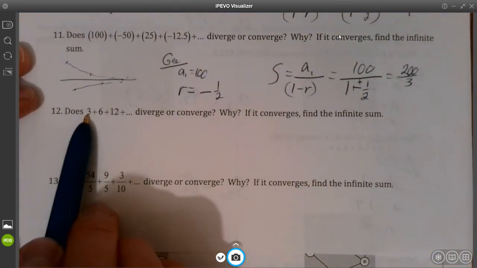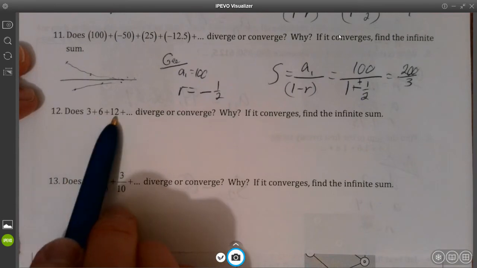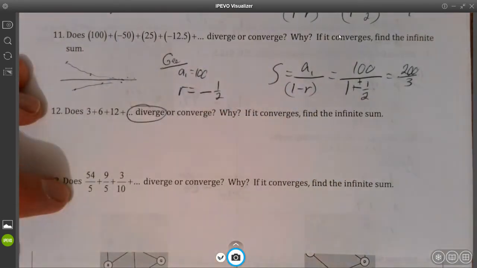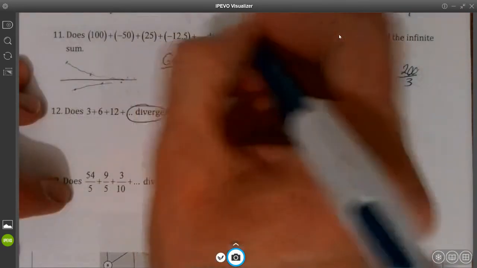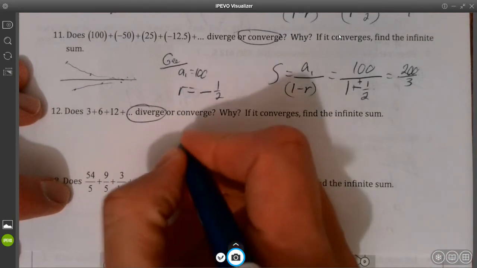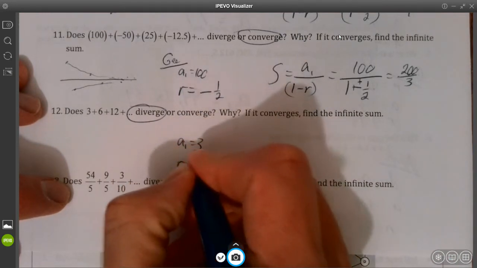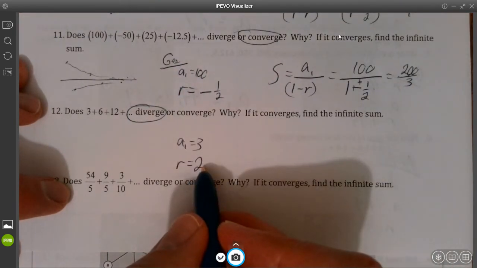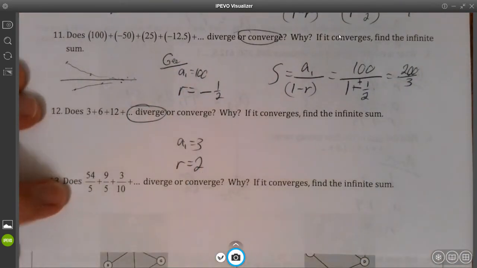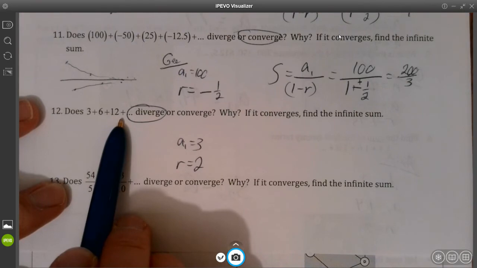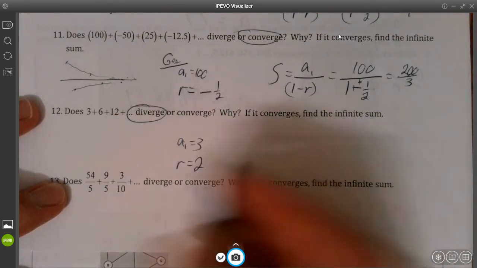Does this series, do these numbers approach 0? No, they do not. By the way, that one converged. But these numbers are getting bigger. And so here's why. You could be like, oh, A1 is 3 and R is 2. We're doubling every time. Because 2 is greater than 1, because we're dealing with a common ratio that is making the numbers get bigger, they're going to get further from 0. So this one's going to diverge.